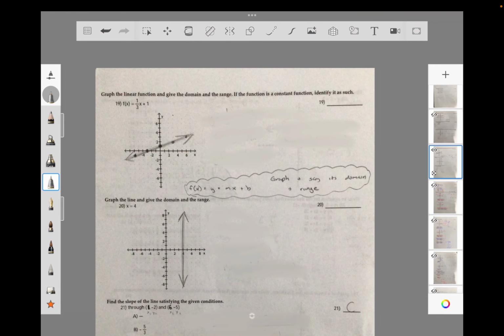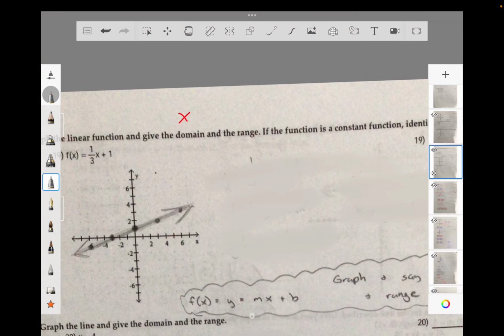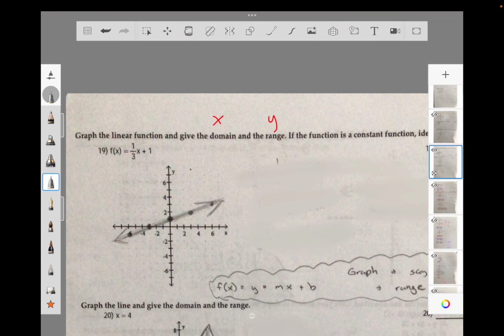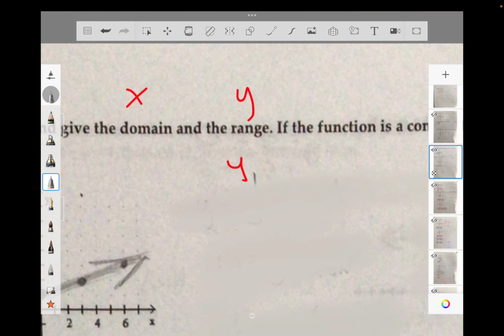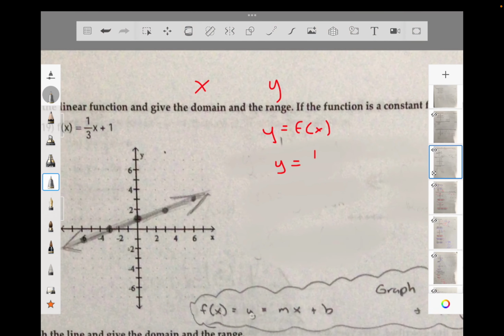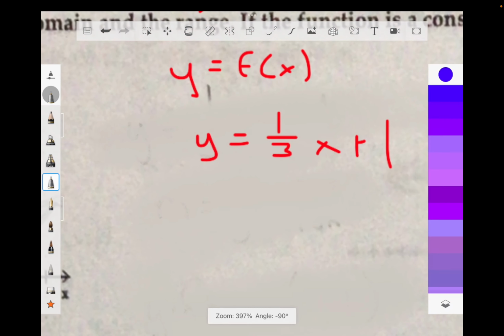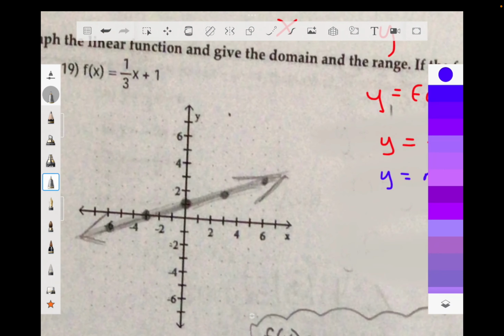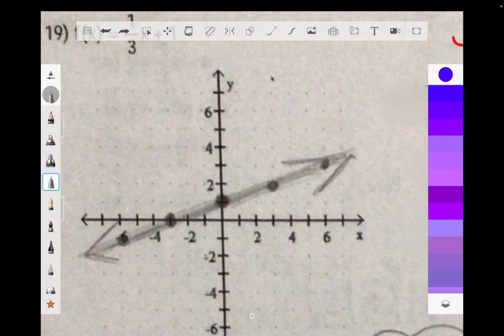Graph the linear function and give the domain and range. Domain, again, x, range, y. Okay, so f of x is kind of a weird way of saying y. In this case, it's saying y equals 1/3 x plus 1. This is slope-intercept form, the same thing as saying y equals mx plus b. M is slope, b is y-intercept, or wherever the line crosses this axis.